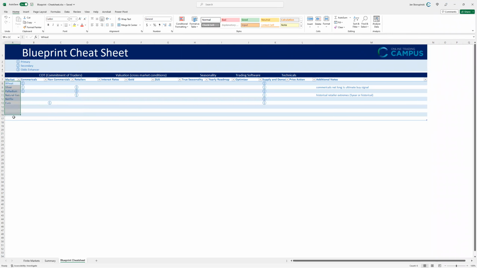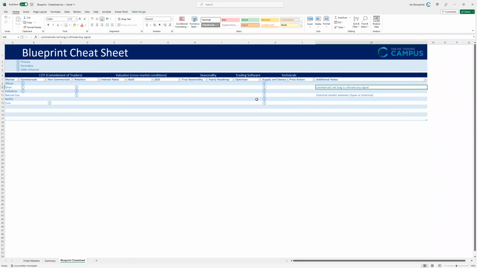And then eventually you'll have a list of markets that we look at, and you know, oh, what is my primary tool? What do I need to focus on? What don't I need to look at? What do I need to do? And what are some additional nodes that are specific to the markets that we trade?